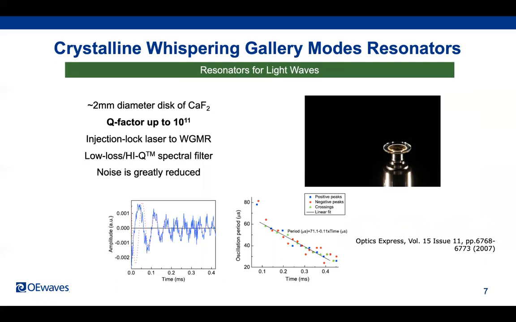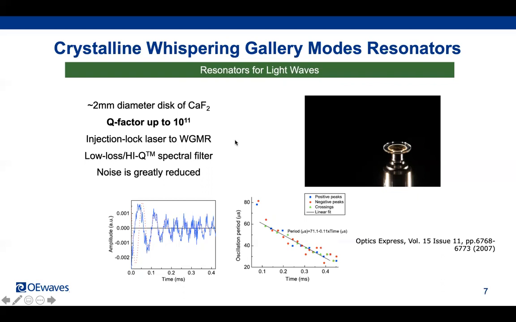To address this issue, OEwaves, for many years, has been using these crystalline whispering gallery mode resonators. These are millimeter-scale resonators made with highly transparent materials such as calcium fluoride and magnesium fluoride that can yield quality factors that are as good as any other system at any temperature. And these systems, of course, operate at room temperature.